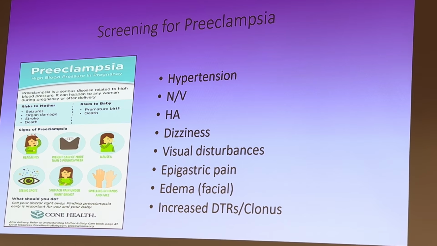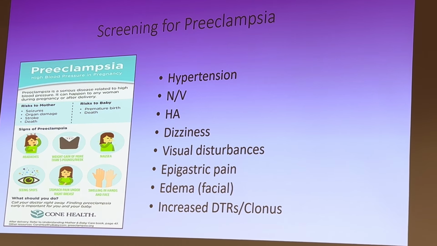So seeing spots, stomach pain under right breast. The term for that is epigastric pain. What that's referring to is when there starts to be liver involvement. So those liver enzymes get elevated and you may even develop a hematoma on the liver. So that's what epigastric pain is. Edema, it won't just be that your legs and your feet are swollen, because a lot of women have swelling in their legs and feet in normal pregnancy, right? But what we tend to have with preeclampsia is more third spacing of fluid, so our hands and our face are really swollen. And you can see it as it progresses.